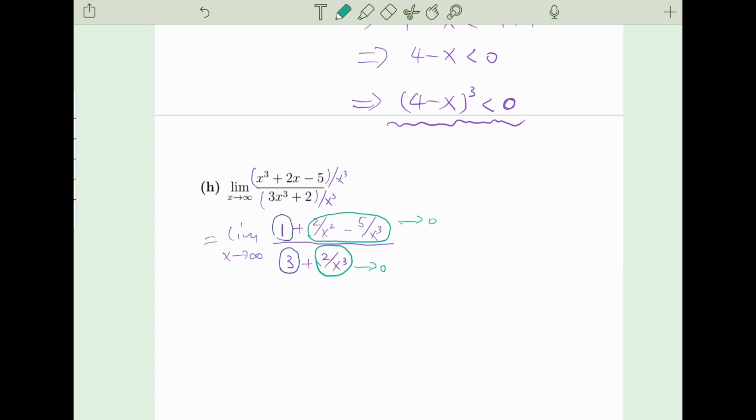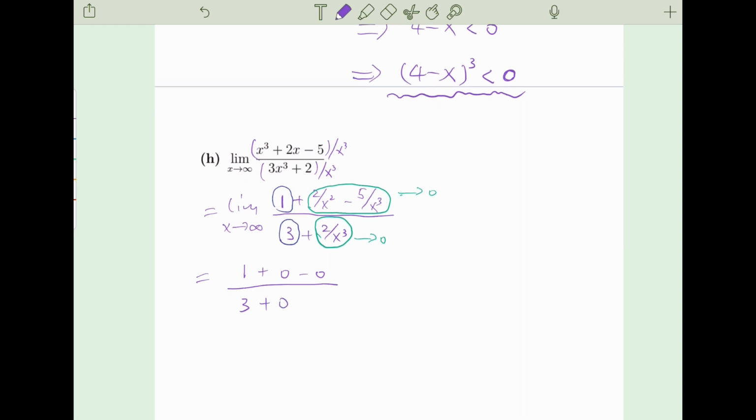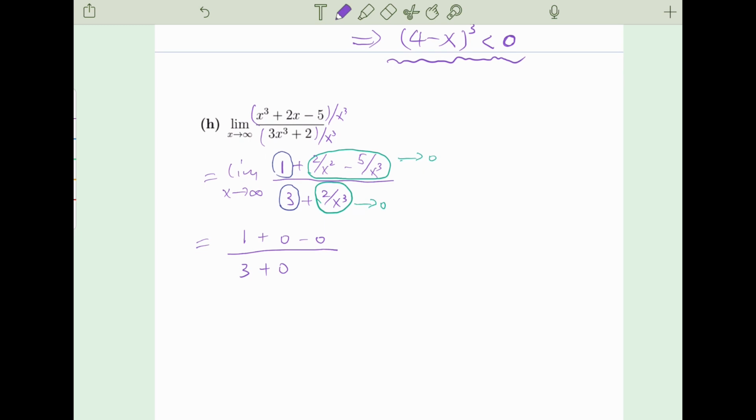So they have x in the denominator, they all go to 0. So when we plug in the infinity, we are left with 1 on the top and the rest of the terms being 0. And same thing for the bottom, we only have 3 left, and the rest of the terms become 0. So the answer is 1/3.